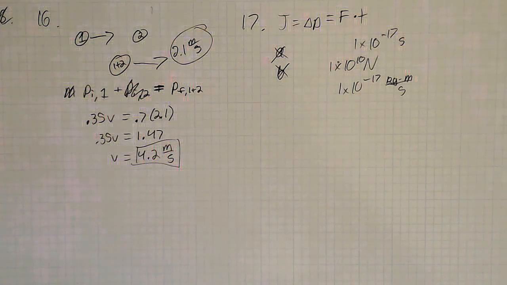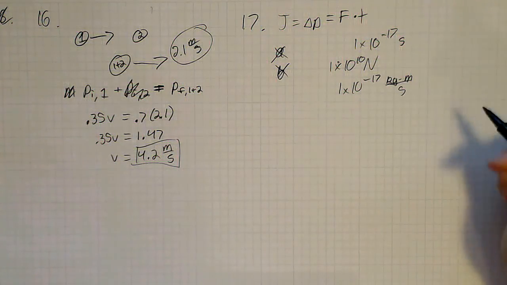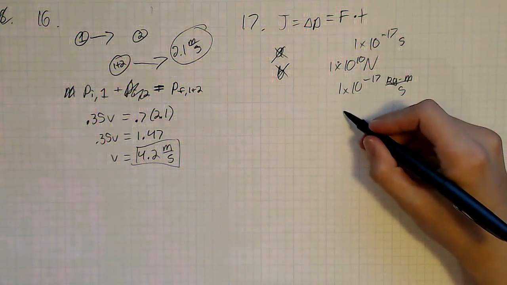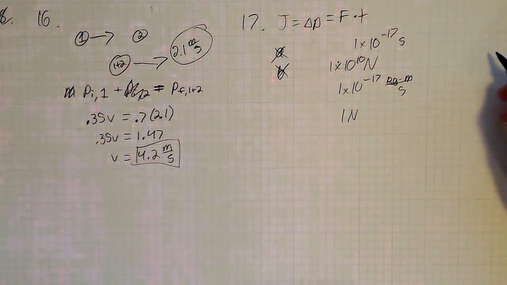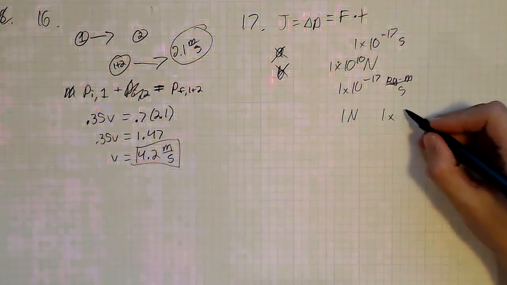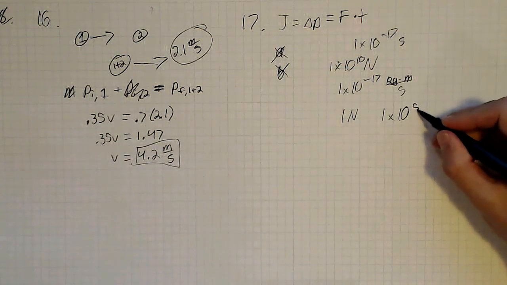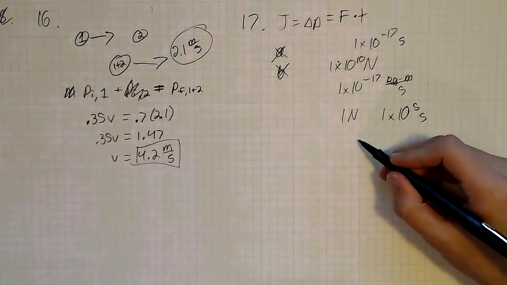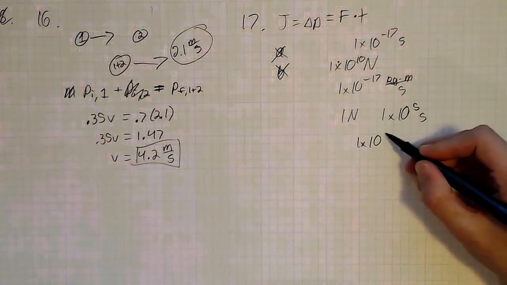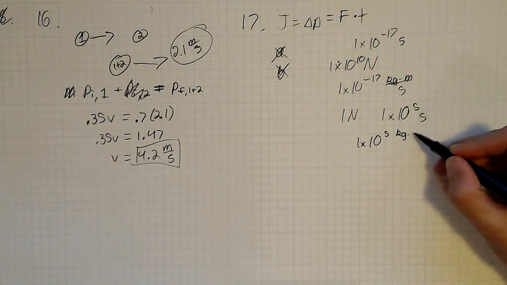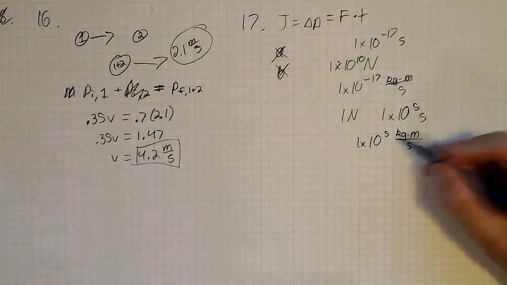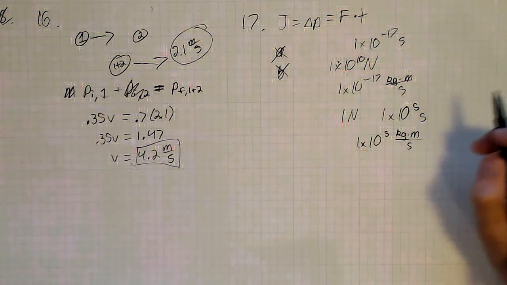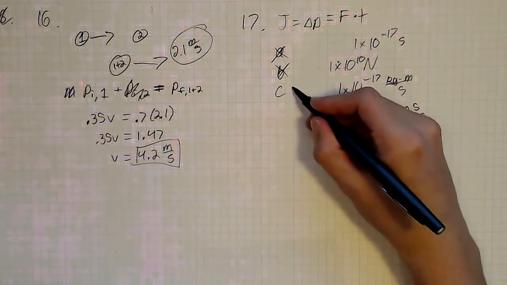Now, part C says a small force applied over a long time interval can produce a large change in the object's momentum. Okay, so let's say we have a small force of 1 newton over a very long time interval of 1 times 10 to the 5th seconds. That gives us a net change in momentum of 1 times 10 to the 5th kilograms times meters per second, which is a huge change in momentum, relatively speaking. So that answer looks good so far.